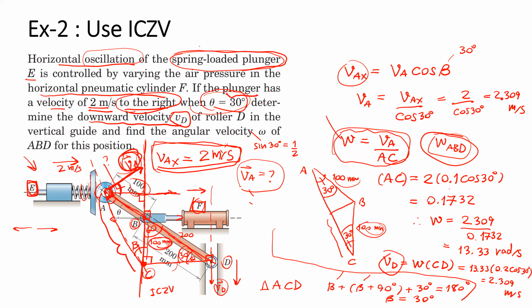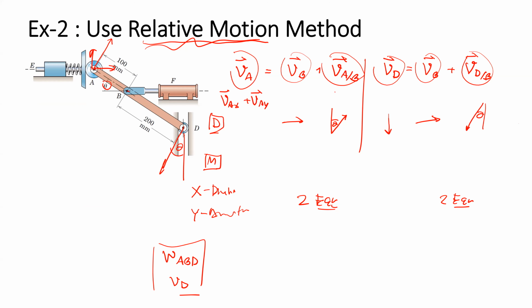And for the ICZV, if you remember, please review in the video for the ICZV technique, but we begin with, we know that at this point it moves up and down. So when this part moving to the right hand side, the velocity vector of B is to the right hand side, and for the D, the velocity vector is point downward.